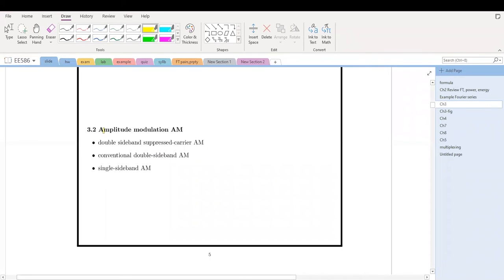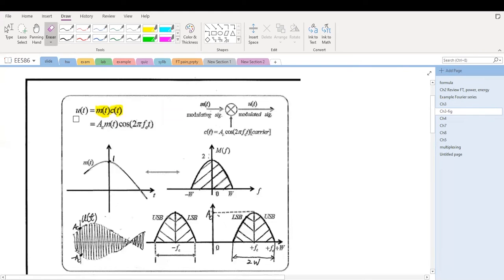We have discussed three types of AM modulations: double sideband suppressed carrier AM signals, conventional AM signals, and single sideband AM signals. For the double sideband suppressed carrier, in the modulated signal, we multiply the magnitude of the carrier by the message. And this is a diagram. This is the message m(t), and this is a carrier.